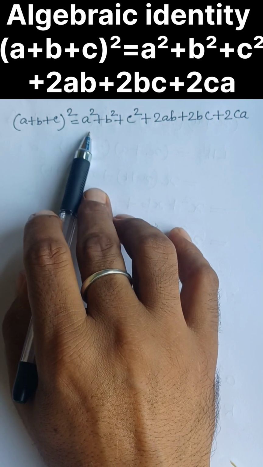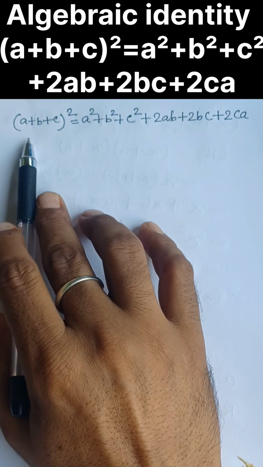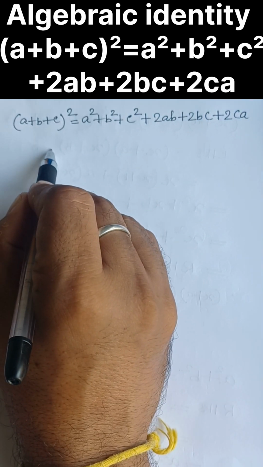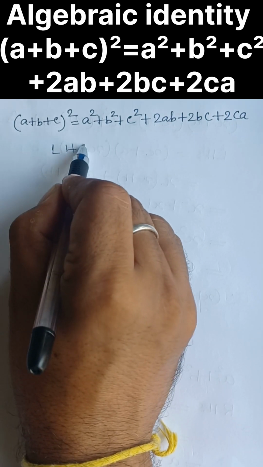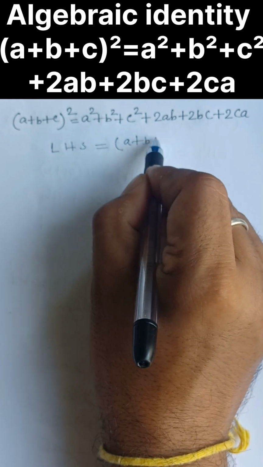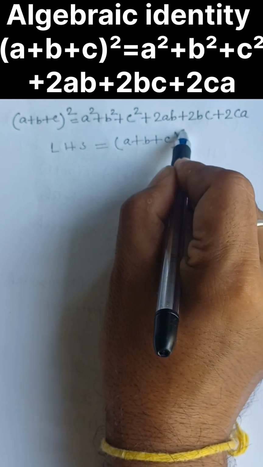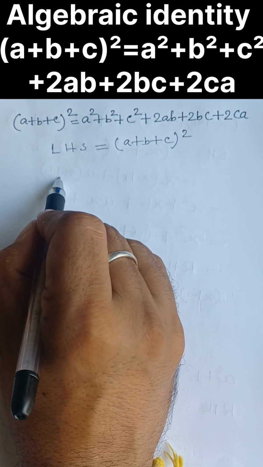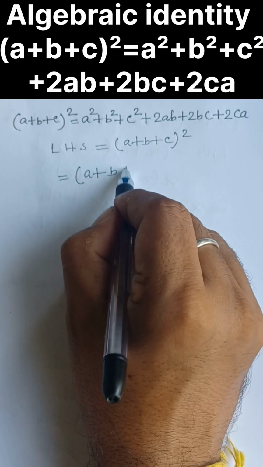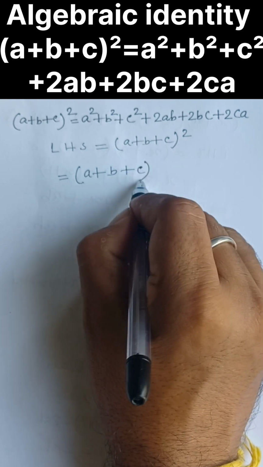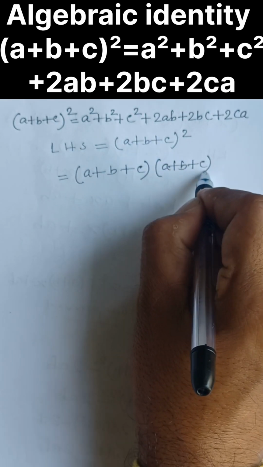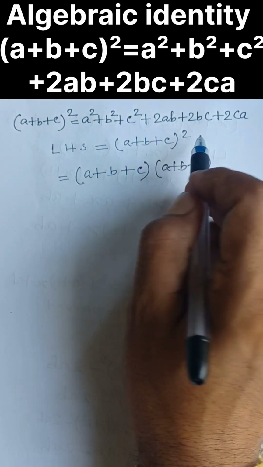In this formula, this is my right hand side and this is my left hand side. I'll start from the left hand side to derive this formula. So what is the left hand side? The left hand side is (a + b + c) whole square. So I can write it twice: (a + b + c) and again (a + b + c). That will give you (a + b + c) whole square.